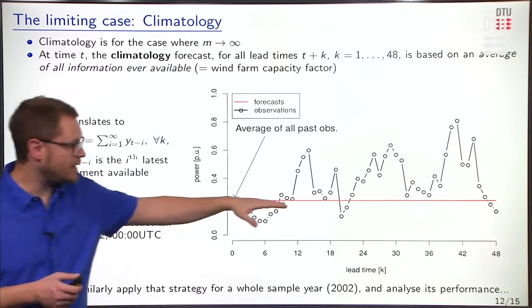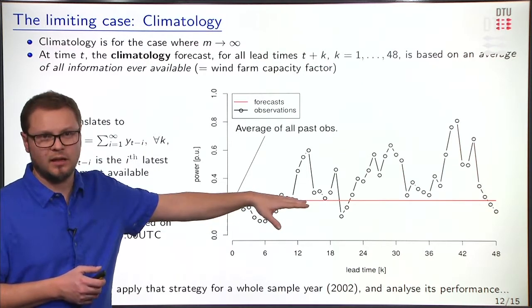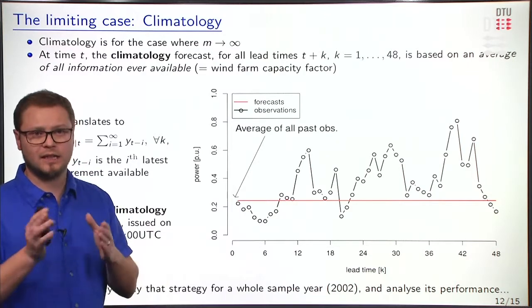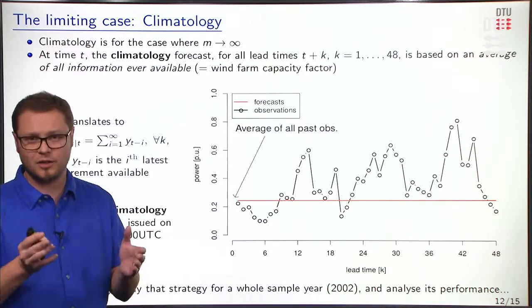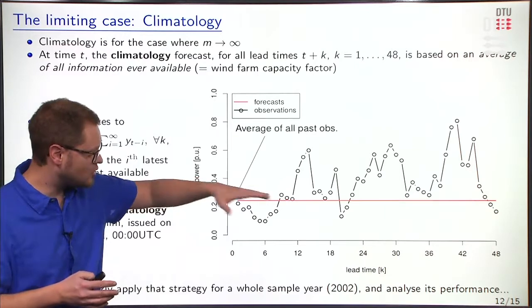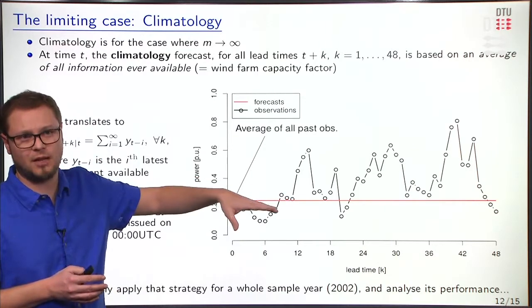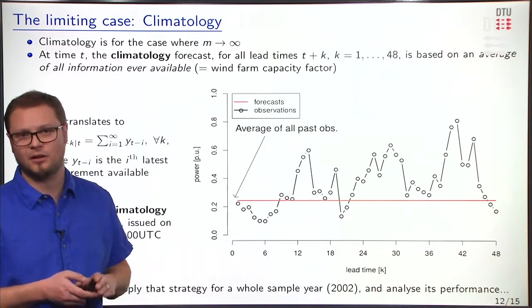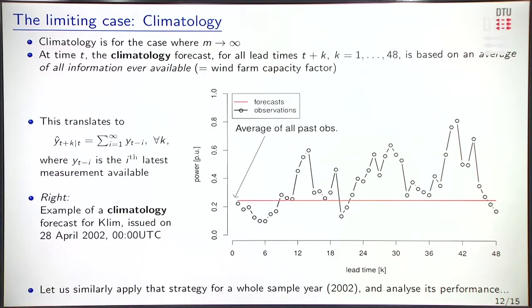It is going to be a flat line, like this one, except that now it doesn't link to the last observation or the average of a few other observations. It's just a flat line that is always at the same level, which is the capacity factor of the wind farm. We're going to apply this strategy also for the whole sample year of 2002 and analyze its performance.